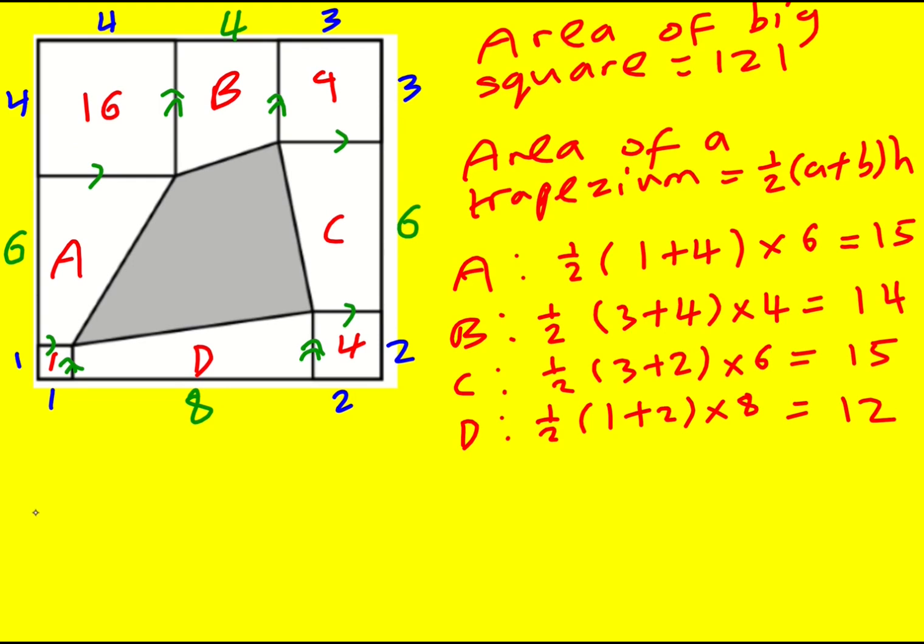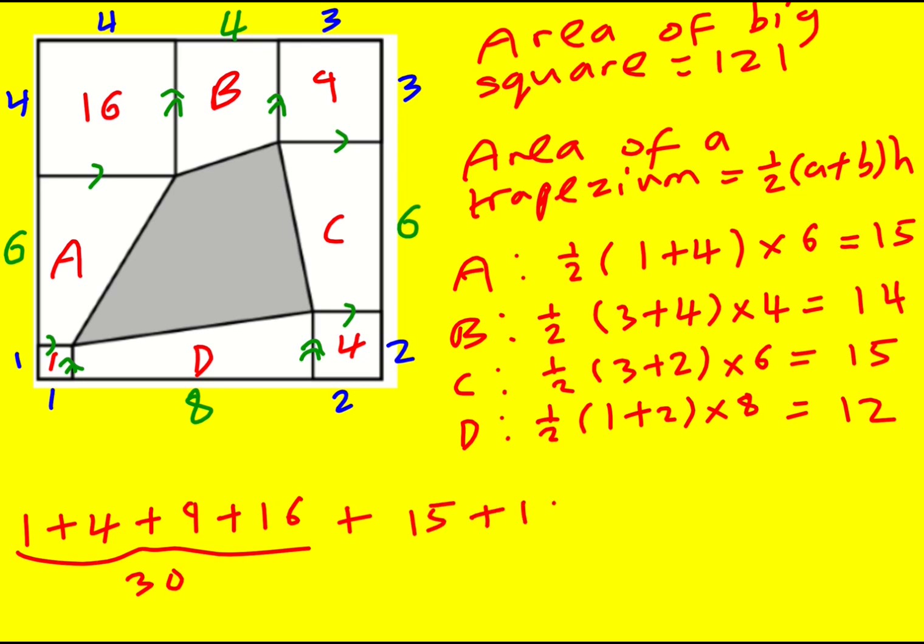So then I'm going to add all the areas of the squares up. 1 plus 4 plus 9 plus 16, which 1 plus 9 is 10. 4 plus 16 is 20, so I'm going to get 30 from this. Then I'm going to add up, let me add the A and the C together because that would be quite easy to do. 15 plus 15, that's 30. And then that just leaves me 14 and 12, which is 26, which gives me a total area of 86.